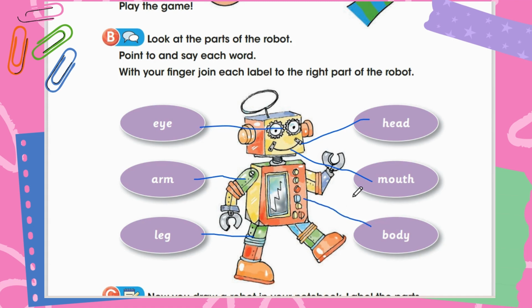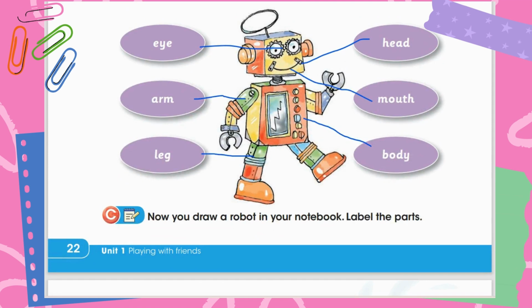So it was so easy, right? Basically this exercise is just to help you recognize the basic body parts, that is eyes, nose, mouth, arm, leg. That's why I skipped activity A and focused on activity B, because it's very similar and it's easy. I hope you guys can understand. So let's see what activity C is.